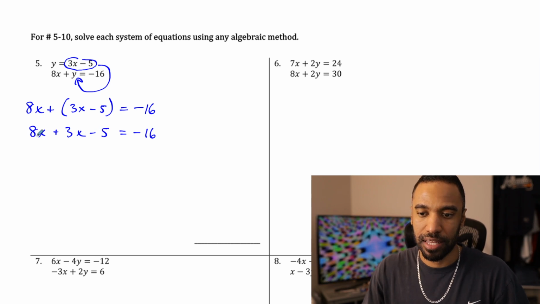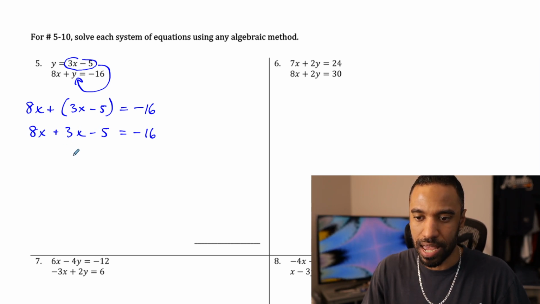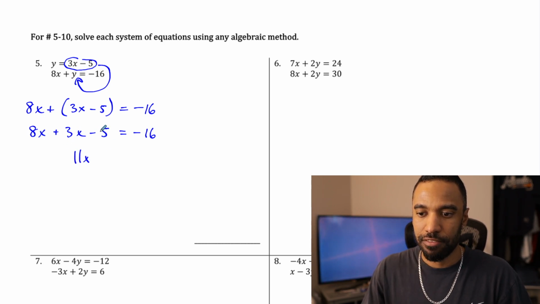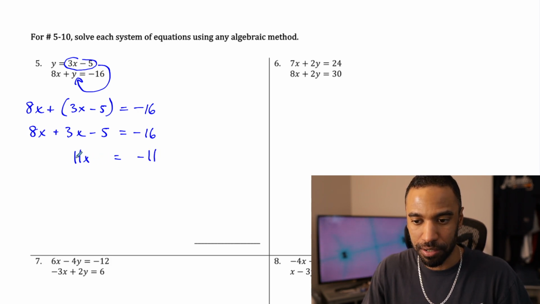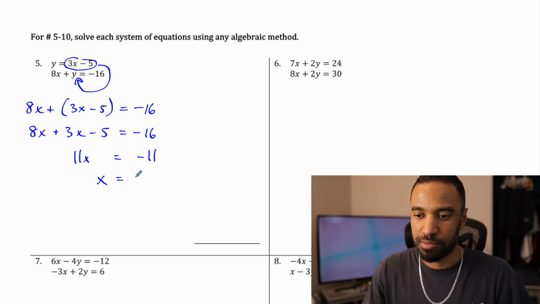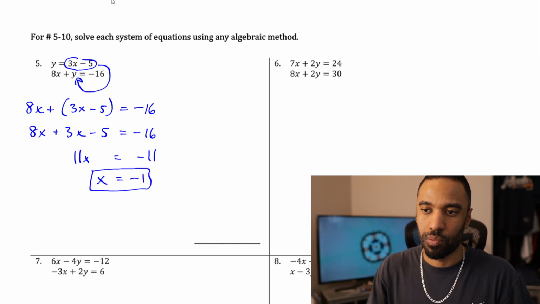So I get to combine like terms here. I'm going to add 8x and 3x and get 11x. If I add 5 to both sides, plus 5, this goes away. Negative 16 plus 5 is negative 11. And if I divide both sides by positive 11, negative 11 divided by positive 11 is negative 1. So I get an x value of negative 1 here.